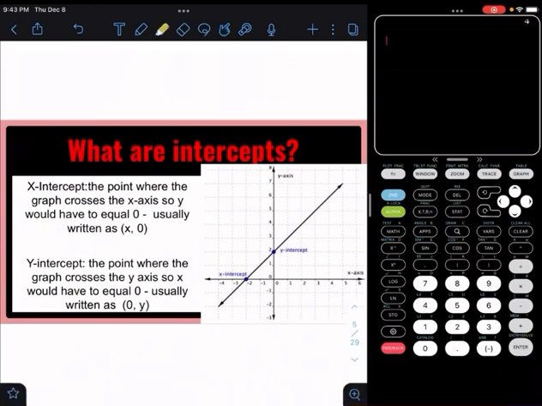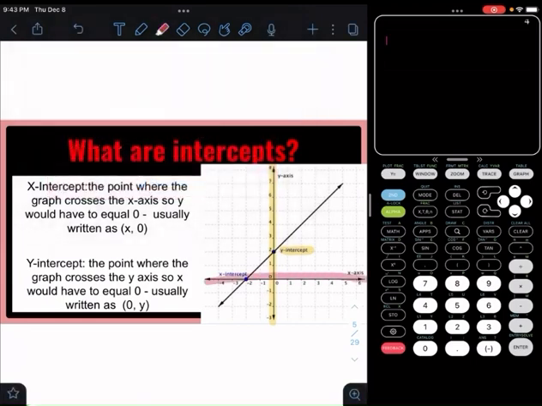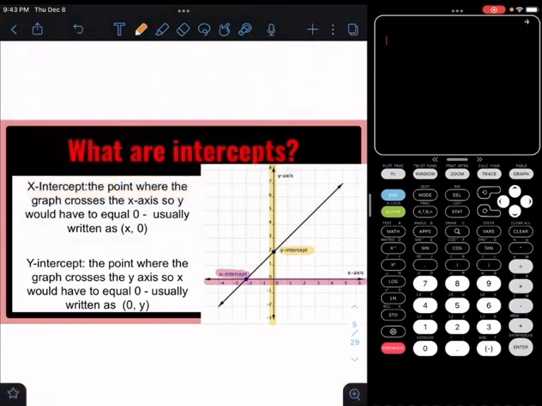Intercepts are where the graph crosses. If we're talking about a y-intercept, we would be talking about where the graph crosses the y-axis. And if we were talking about x-intercepts, we would be talking about where the graph crosses the x-axis. Remember, this y-intercept is right here at 2. I didn't have to go left or right to get to that y-intercept, so my first point would be 0, and my y value would be 2.